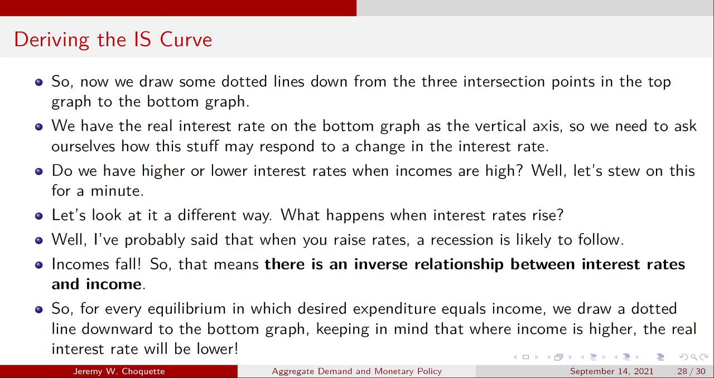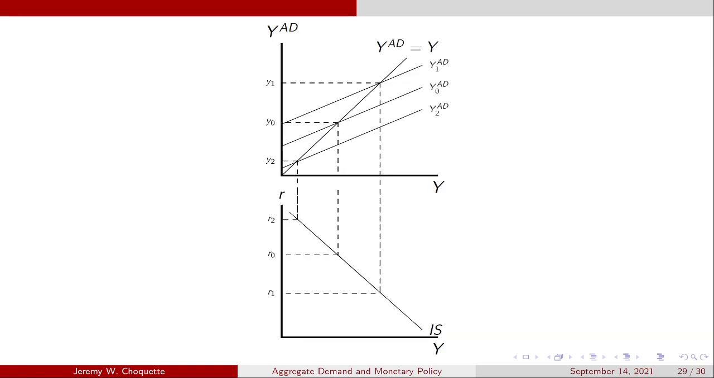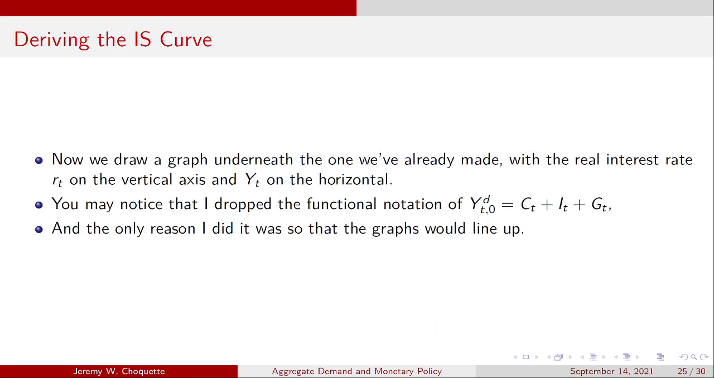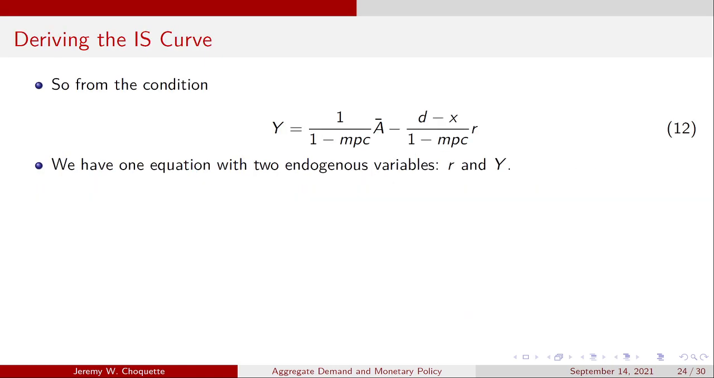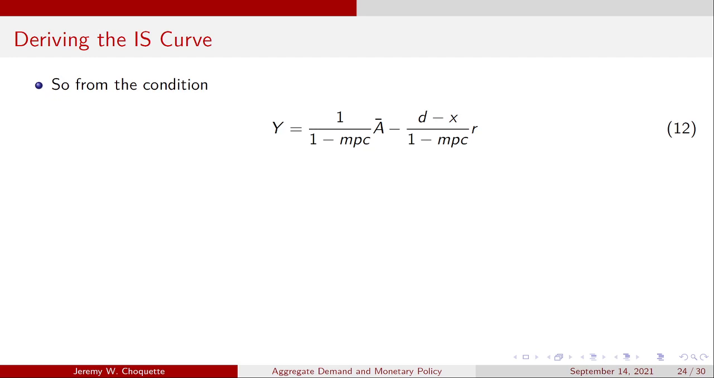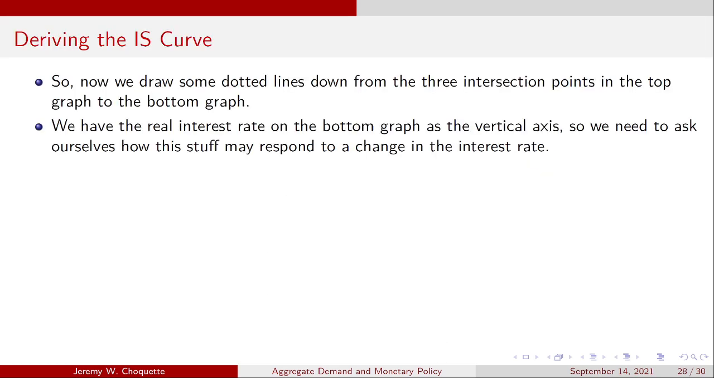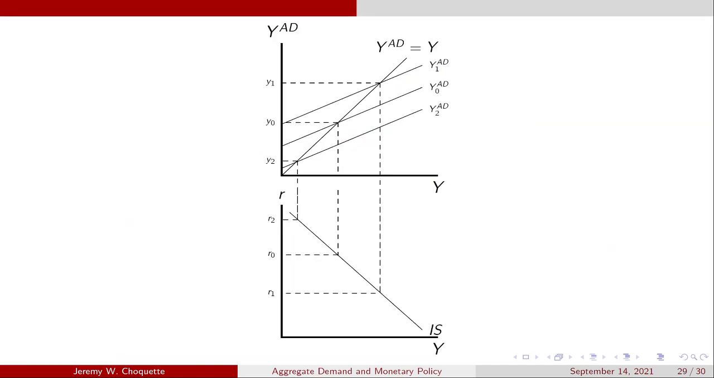So for every equilibrium in which desired expenditure equals income, we draw this little dotted line downward to the bottom graph, keeping in mind that where income is higher, the real interest rate will be lower. Boom, we get this, right? You're going to want to remember this very, very well. Now, the bottom graph, with R and Y in this downward sloping IS curve, that downward sloping IS curve is given by the equation here, equation 12. That is the downward sloping IS curve. That's going to be something you really need to know. That's going to be very, very important for you to know.